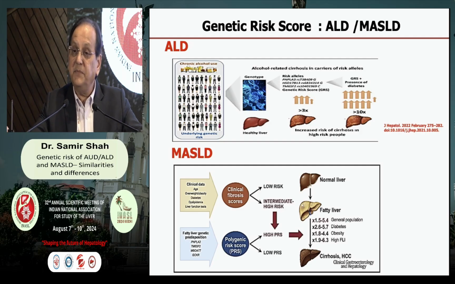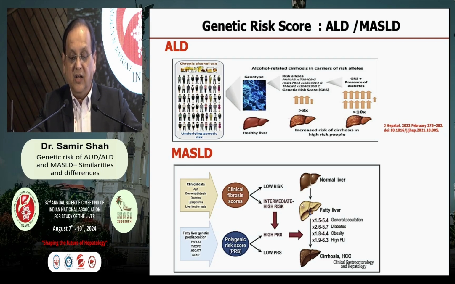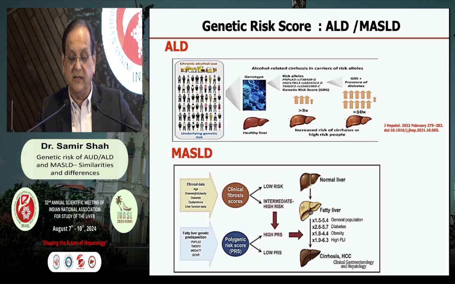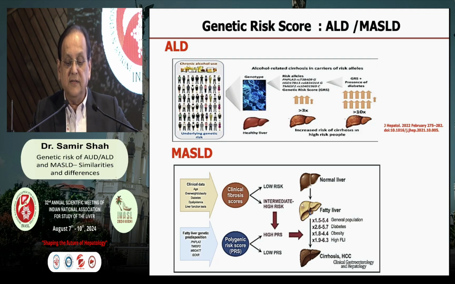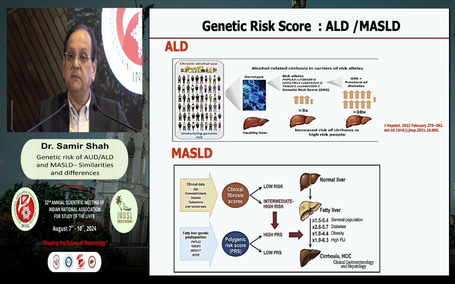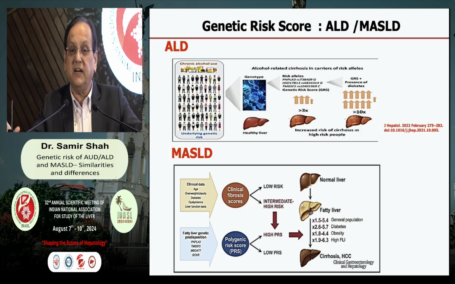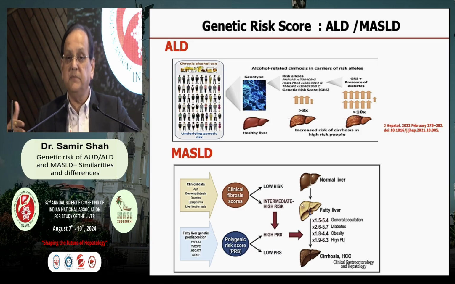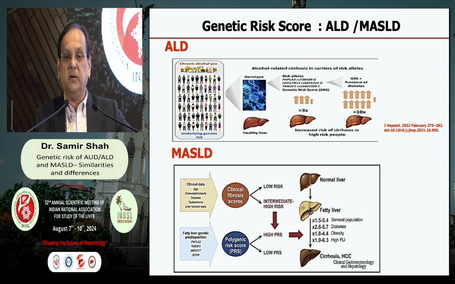Interestingly, the same genes are in both alcohol and MASLD. If you see the genes which have been looked at in the alcoholic liver disease, it is PNPLA3, HSDs, TM6, these are the same ones which are in the lower panel, in the metabolism associated. Because as we said, once there is steatosis, the further progression is governed by the same genes, whether the patient has alcoholic liver disease or metabolism associated steatotic liver disease.